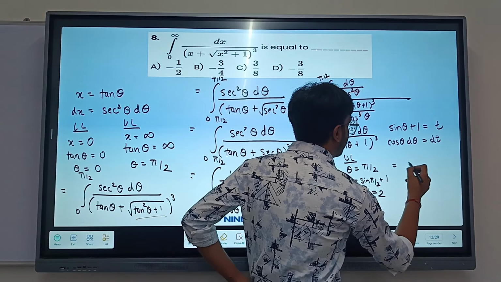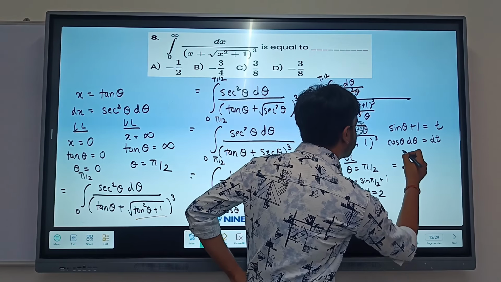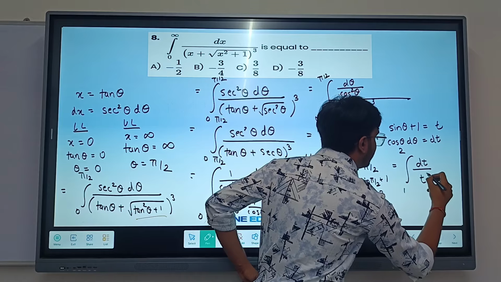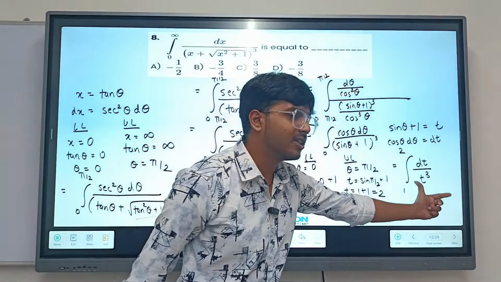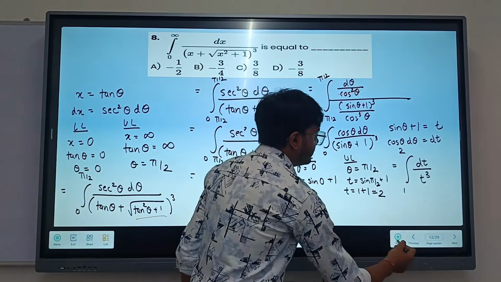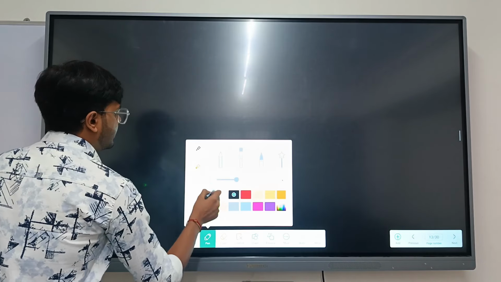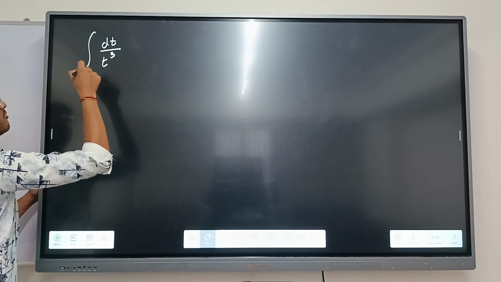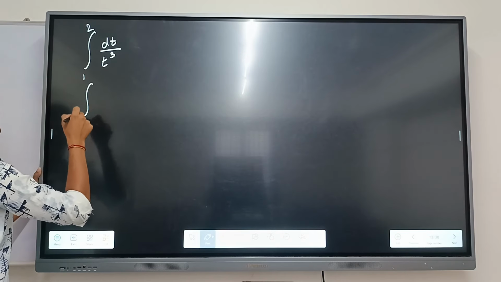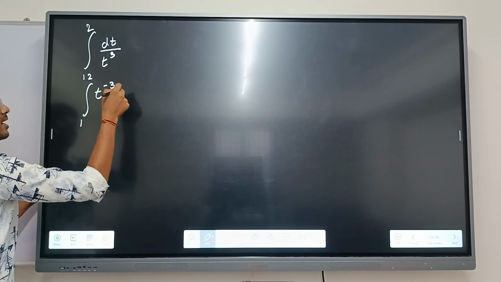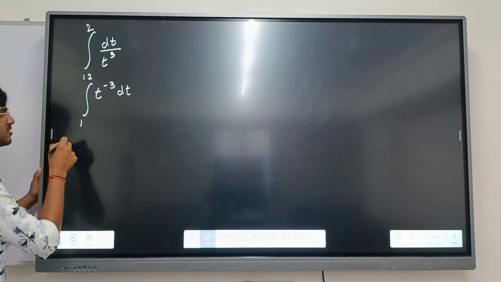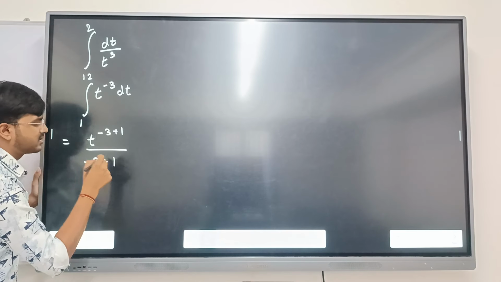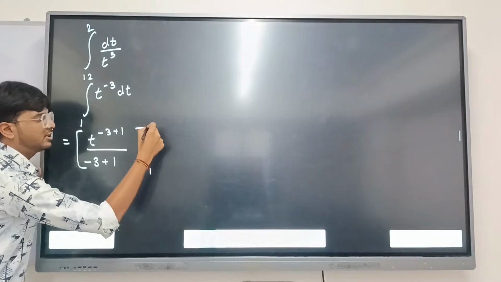So what does it become after substitution? Limits become 1 to 2, and cos theta d theta is dt divided by t cube. So now I have to solve the value of this integral. What is the integral value? Integration of dt by t cube from 1 to 2. So integration of 1 to 2 t power minus 3 dt, which will be equal to t power minus 3 plus 1 divided by minus 3 plus 1 from 1 to 2.